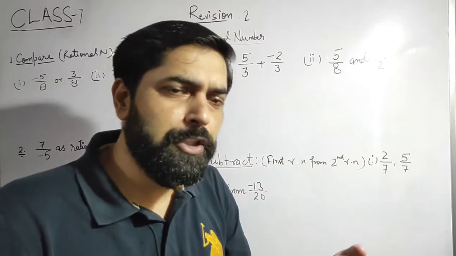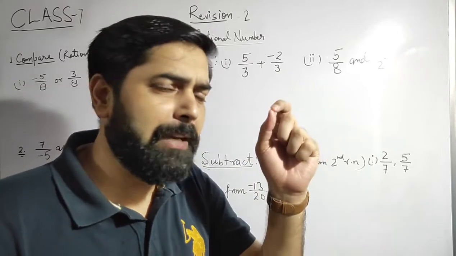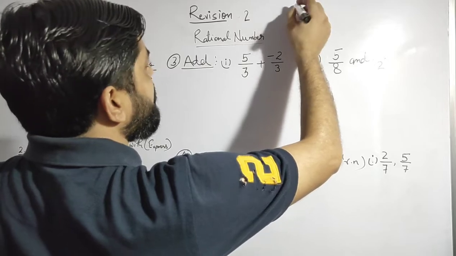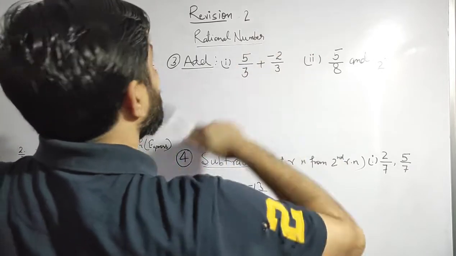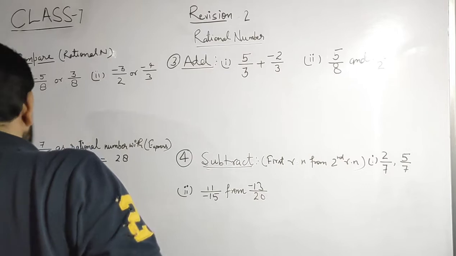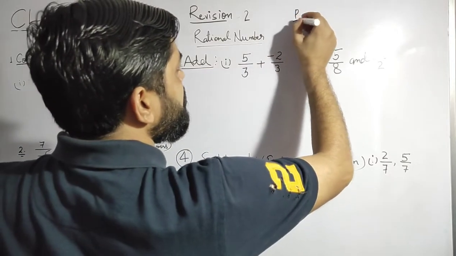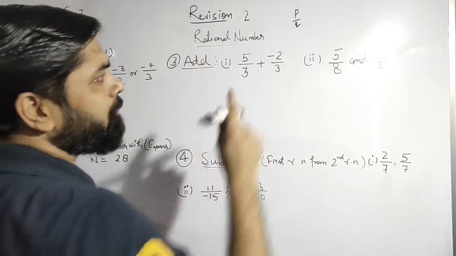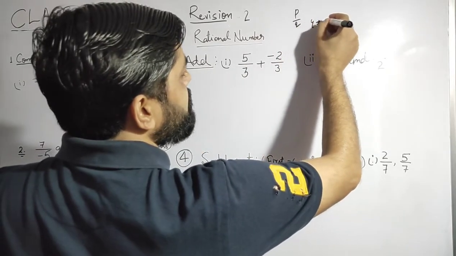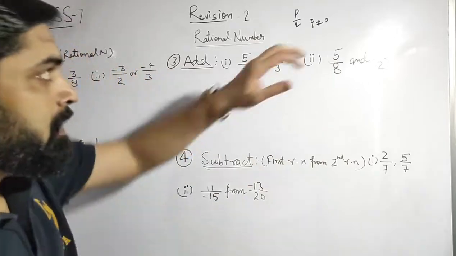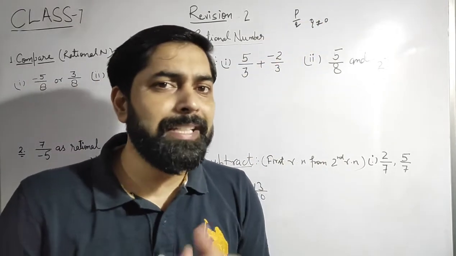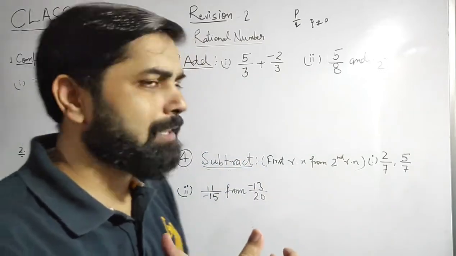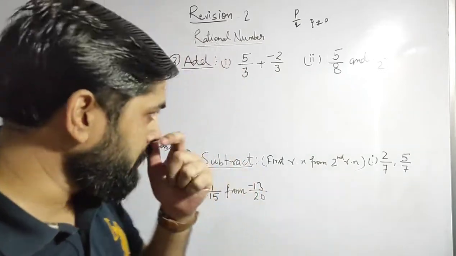Students, in my previous video, the first part of the revision, I explained what a rational number is. You know that a number we can write in the form P upon Q, where Q is not equal to 0, is known as a rational number. I also re-explained how to write a rational number with a positive denominator and in standard form.